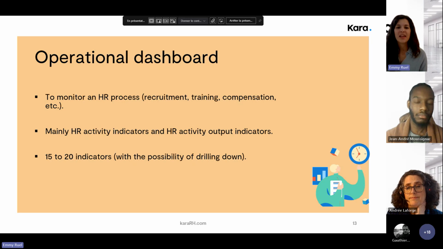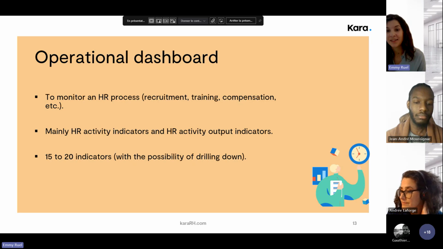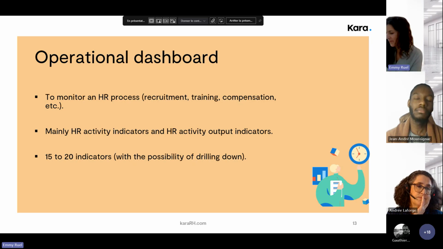Well, in fact, it is important to remember that operational dashboards are just used by your HR department, okay? They are here to help you do your job and guide you in decision making. They should not be presented to your upper management, okay?